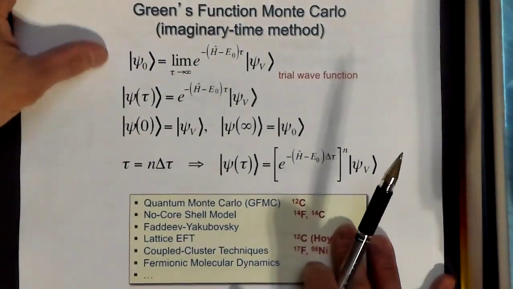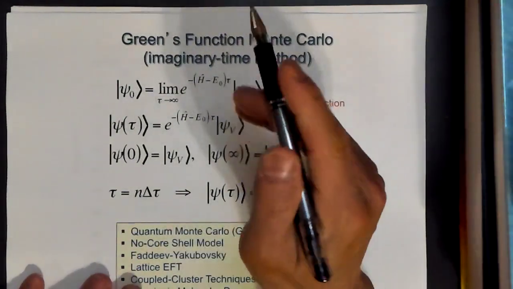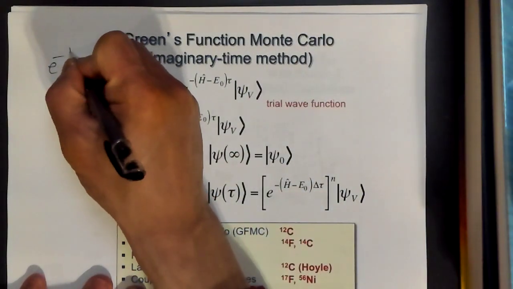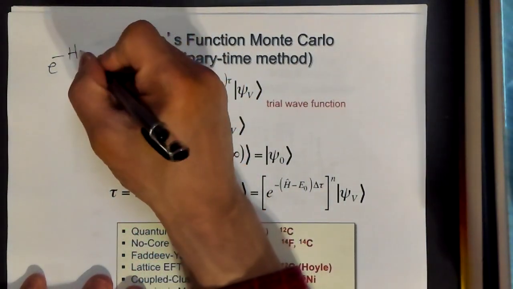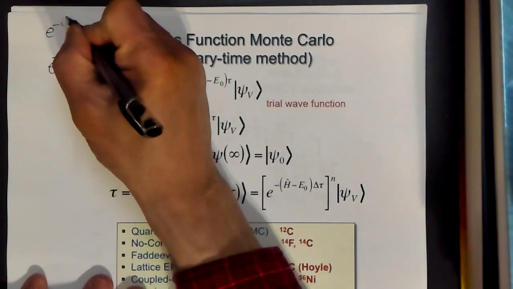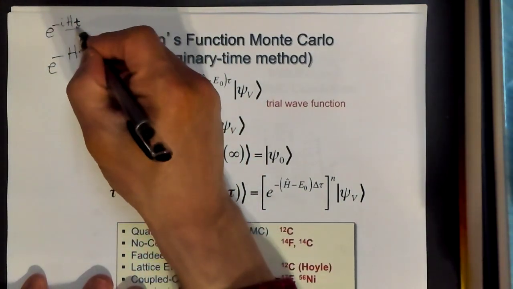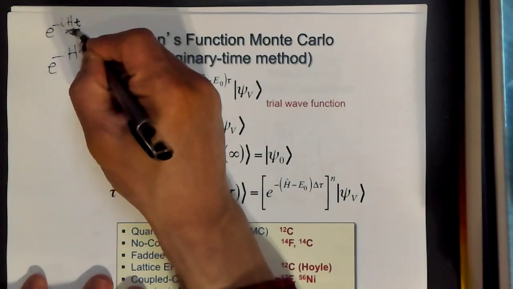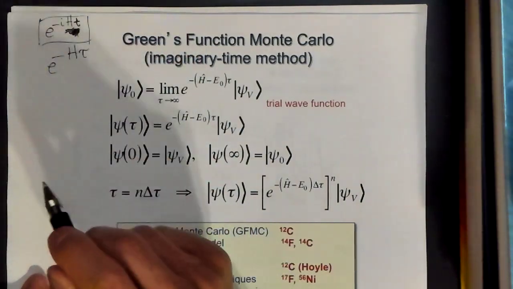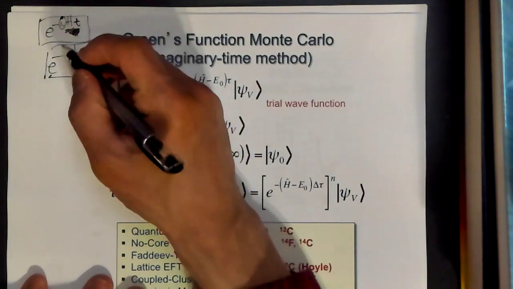So let me tell you about one of the methods, Green's function Monte Carlo. The idea is that you have a Hamiltonian and you do e to the minus H tau. Okay, so the usual time evolution operator is e to the minus i H t. By the way, I'm dropping factors of h bar. Usually you would see an h bar, but we're not worrying about that. That's the usual time evolution operator, but we're going to actually do it without the i.